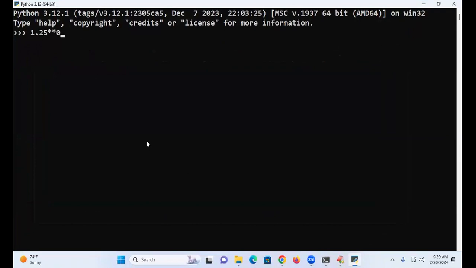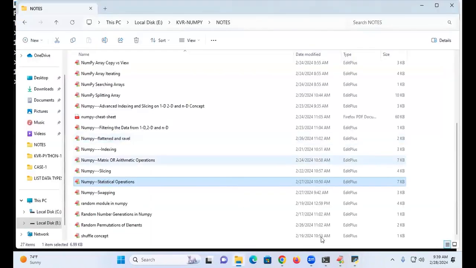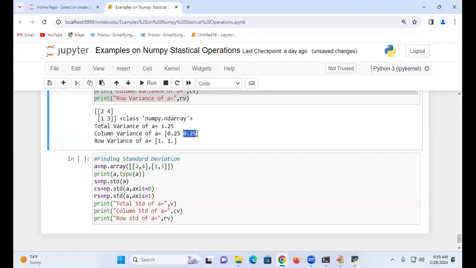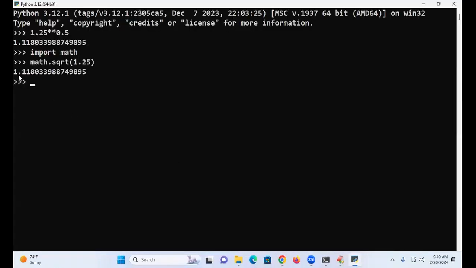1.25 star star 0.5. This is a square root of that. Are you following that? If you want to import what? Math dot what? SQRT of what? 1.25 also will give you the same answer. Are you following? Similarly, here you are having one more thing. 0.25 square root, 0.5. 0.25 square root, 0.5 only. 1 square root, 1. Other 1 also. This 0.5, 0.5, 1 only. Are you able to follow?